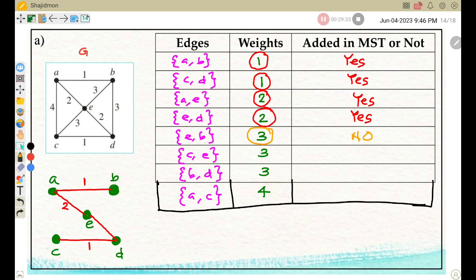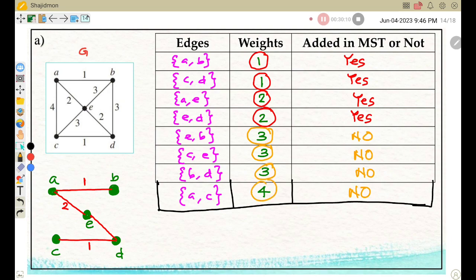Now if we add CE, is any circuit forming? Yes, this will also form a circuit. See here, one circuit will form. So that is also not possible. So we can write no. BD, if you add it, a circuit will also form. So here, see, starting and ending should be the same. One circuit will be there. So we cannot add that also. No. And AC is also the same. One circuit will form like this. That is also not possible.